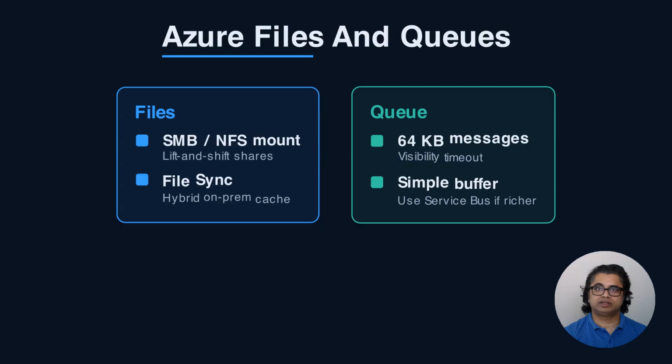Create a file share and you get a fully managed SMB or NFS share with a UNC path you can mount from Windows, Linux, or macOS or sync on-prem with Azure File Sync. This is the drop-in replacement for an old file server, and it's the one service that supports the SMB protocol directly. Then queue storage, create a queue and you have a simple, durable buffer for asynchronous work. Producers post messages up to 64 kilobytes, consumers pull and delete them with built-in visibility timeouts so a crashed worker's message reappears. For richer messaging features like ordering, topics, or larger payloads, reach for Azure Service Bus instead.